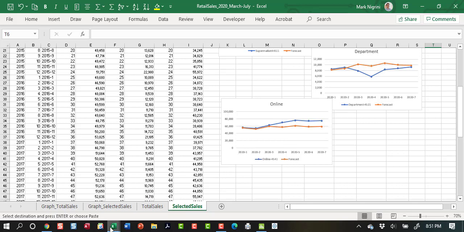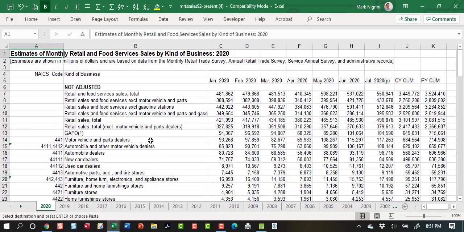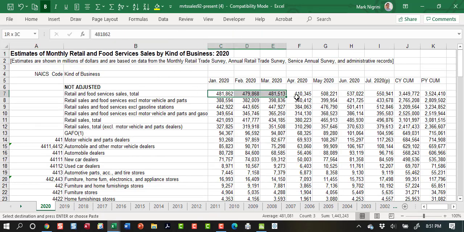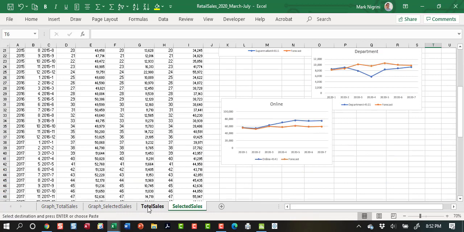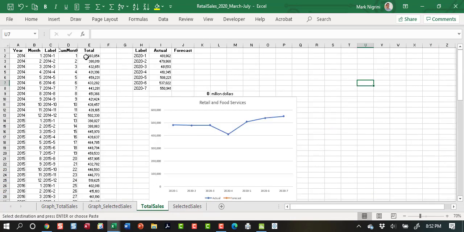So now, just a reminder, this is what the data looks like when you get it. The data is in rows like this. You have to convert it to columns, and here we go. That P is preliminary, but it's usually quite accurate. So now we're going to look at the totals. So let's go back to the Excel over here. There we go. Here I have total sales, and here I have my past data.